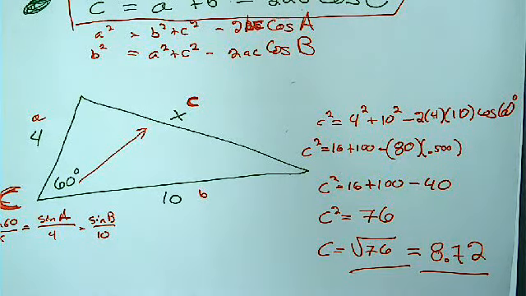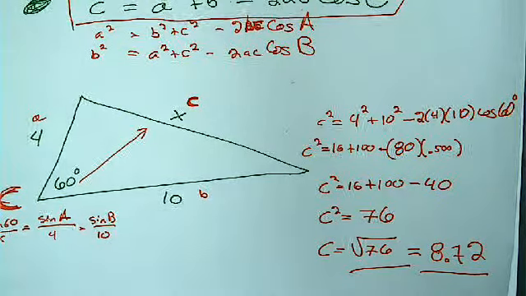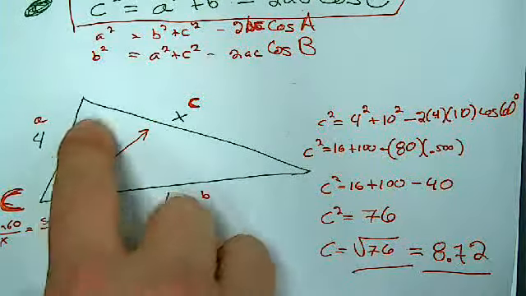Now, once I have that measurement, I can get the other guys. I can go after angles now. I can go after sides. I have all three sides. But I can get these other two angles now if I want them.